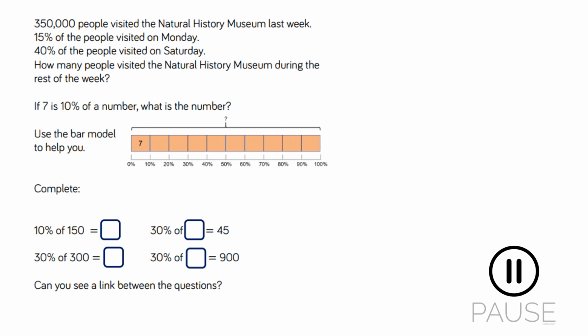Okay, so 350,000 people visited the Natural History Museum last week. 15% visited on Monday and 40% visited on Saturday. How many visited during the rest of the week?